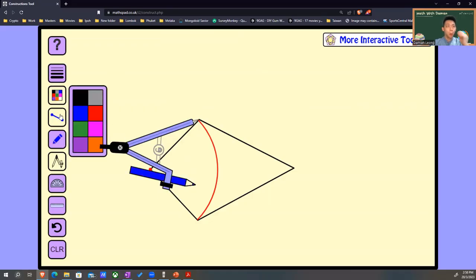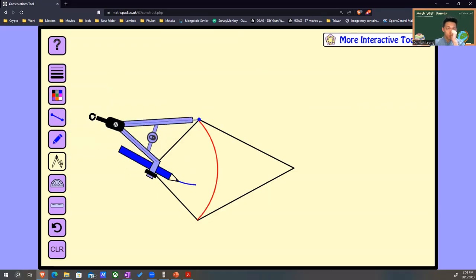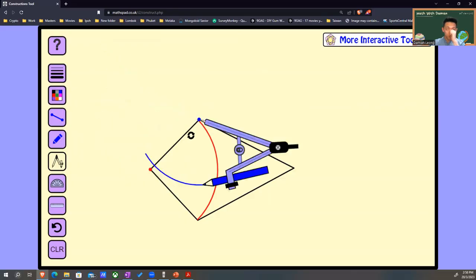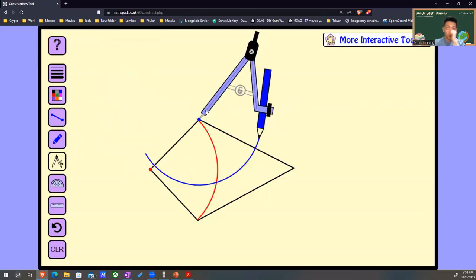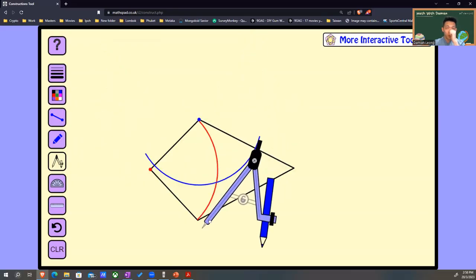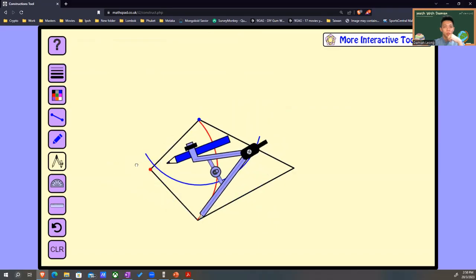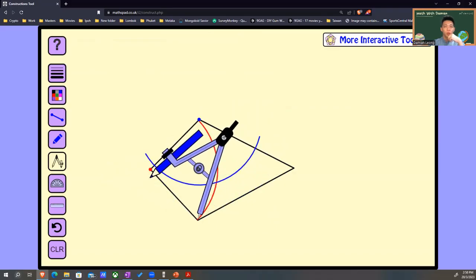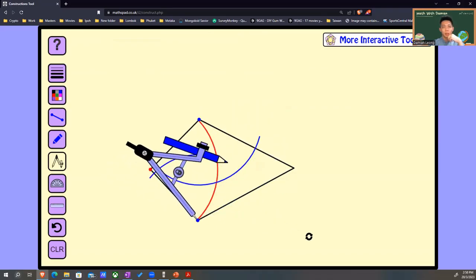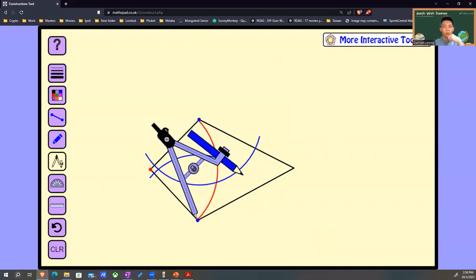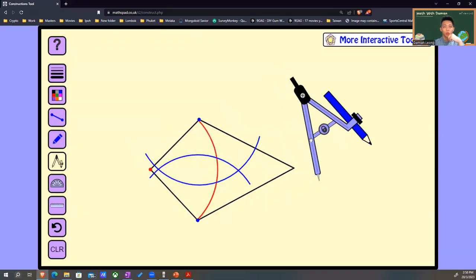Then draw a curve from your point Q and a curve from the point S. But make sure when you draw these two curves, the width of the compass has to remain the same. Okay, the width of the compass has to be the same when you draw from your point Q and from the point S.